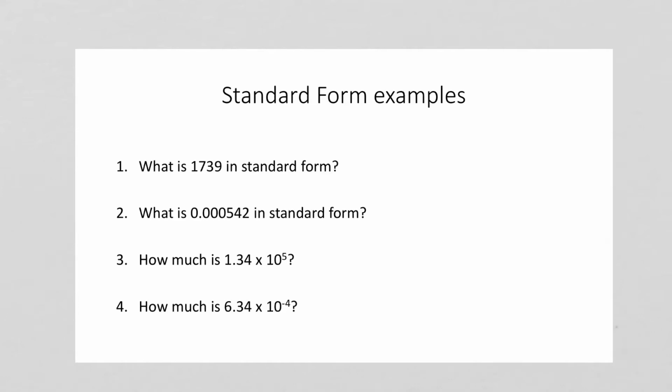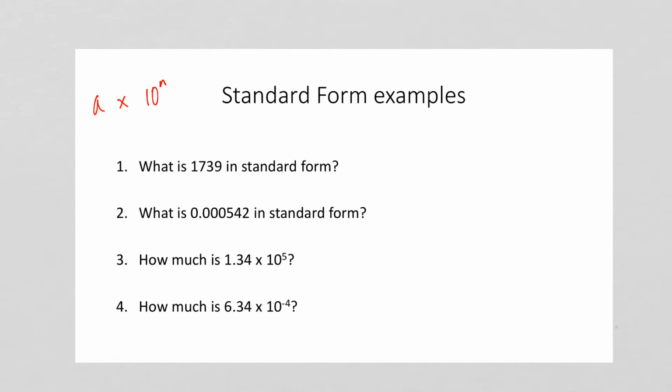When we're writing numbers in standard form, we need to remember the equation a times 10 to the n, where a is any number between 1 and 10, and n is any positive or negative integer. So a could be 1.63, it could be 6.45, it could not be 12.2 because 12 is bigger than 10. So any number between 1 and 10 for a, and then n can be any positive or negative integer.